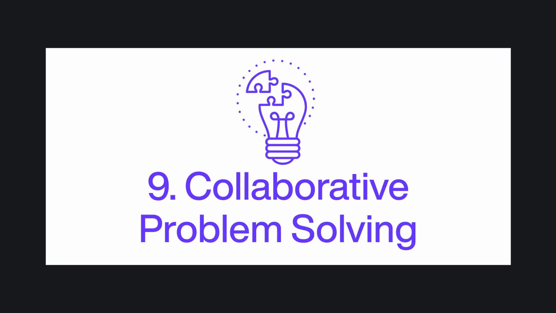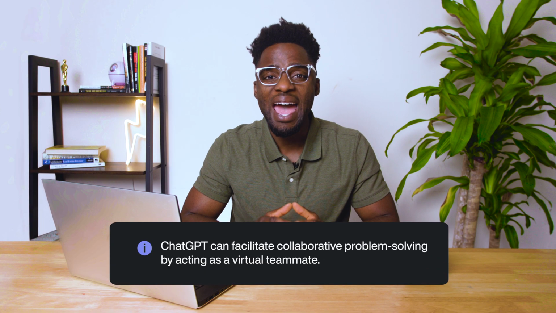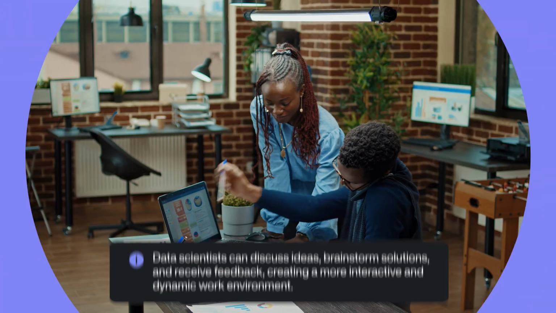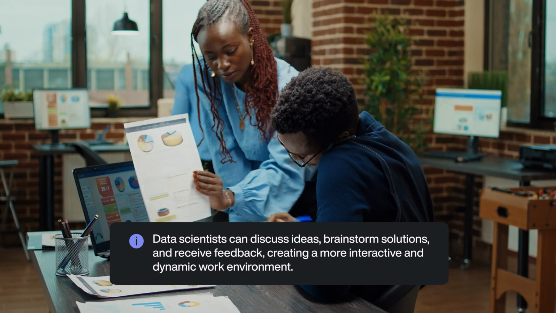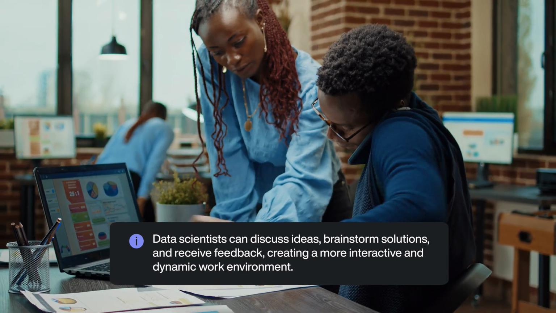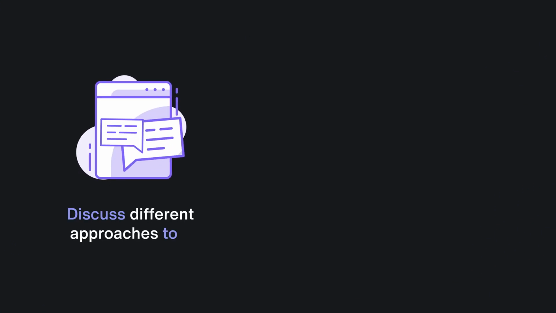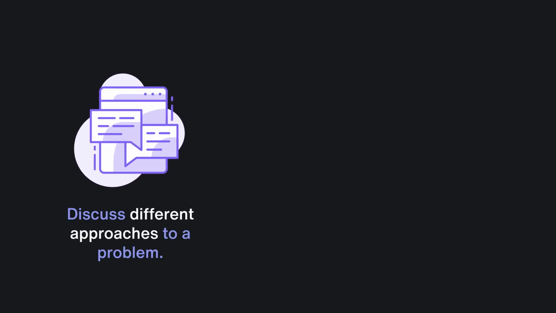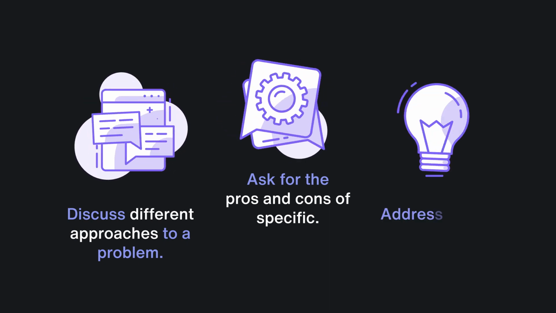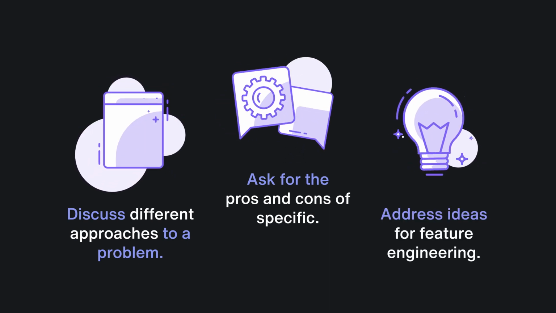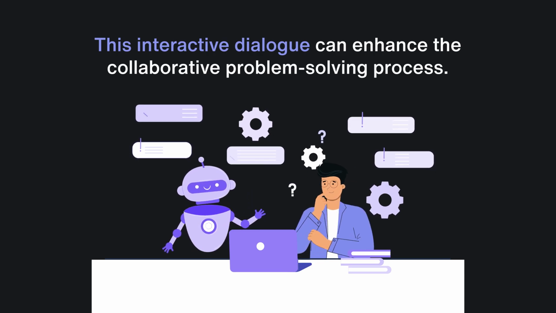Collaborative problem solving. ChatGPT can facilitate collaborative problem solving by acting as a virtual teammate. Data scientists can discuss ideas, brainstorm solutions, and receive feedback, creating a more interactive and dynamic work environment. For example, they might discuss different approaches to a problem, ask for the pros and cons of specific methodologies, or address ideas for feature engineering. This interactive dialogue can enhance the collaborative problem-solving process.